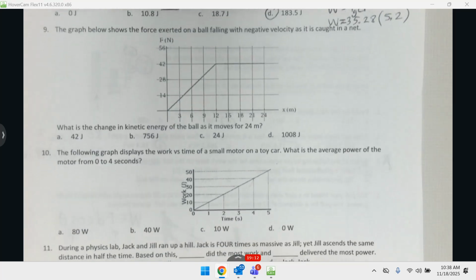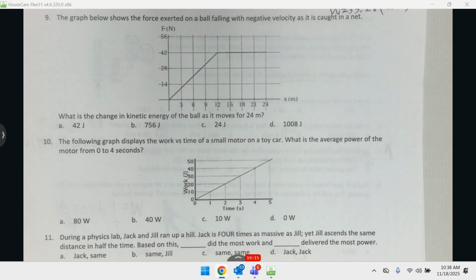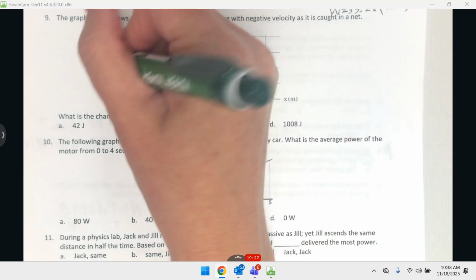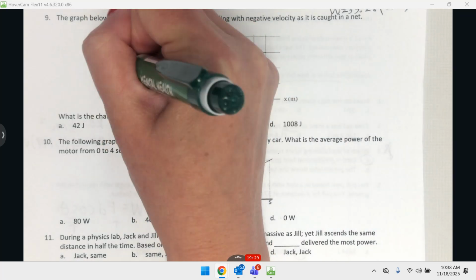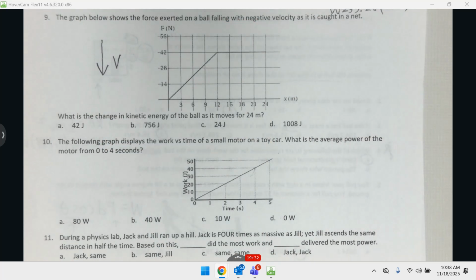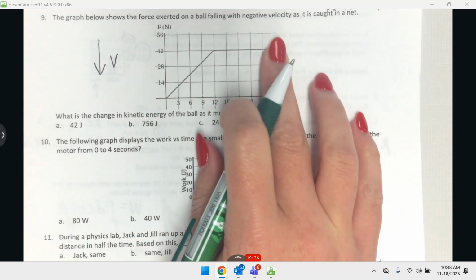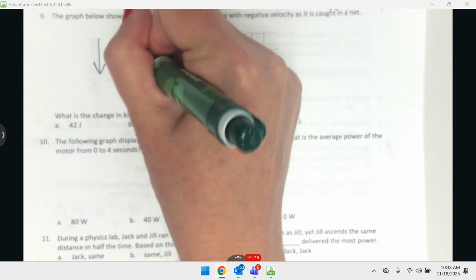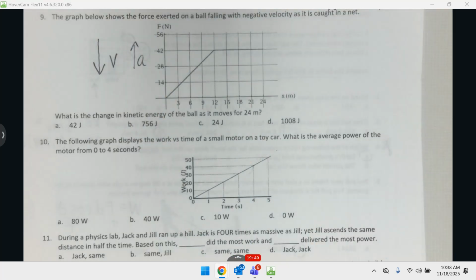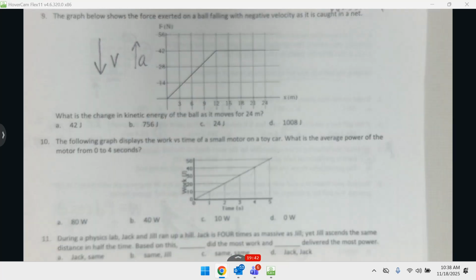All right, number 9. Number 9 says, the graph below shows the force exerted on a ball falling with negative velocity as it is caught in a net. What is the change in kinetic energy of the ball as it moves for 24 meters? So they're telling me this thing is falling this way. It says negative velocity. But then they're telling me that the force is positive according to this graph. So that means my acceleration is positive. So I do know that this thing is going to slow down.